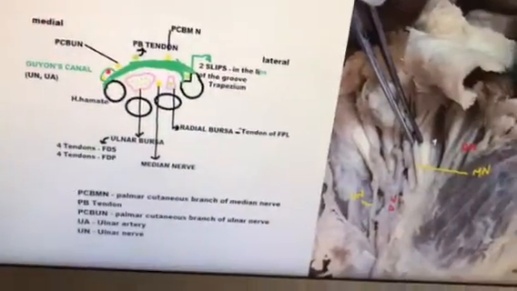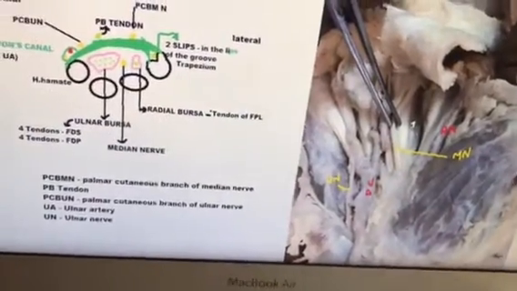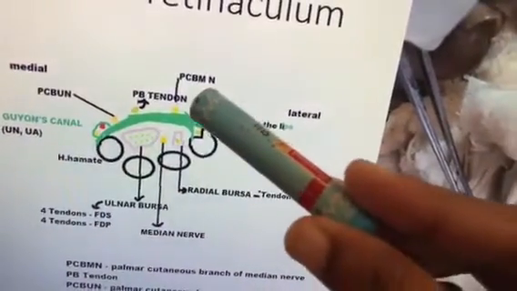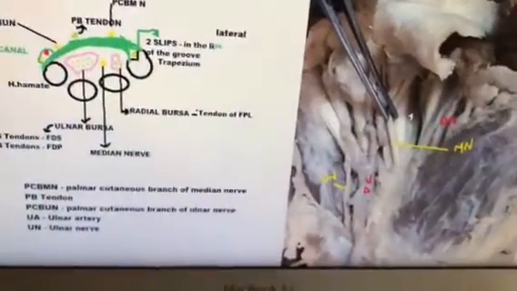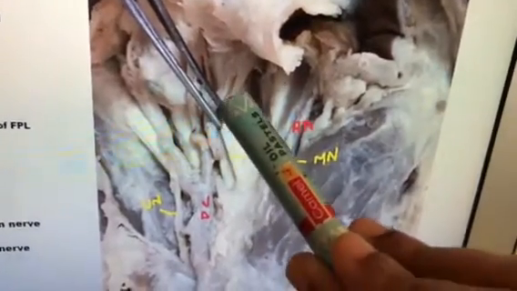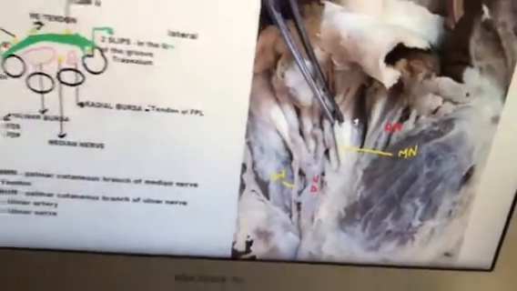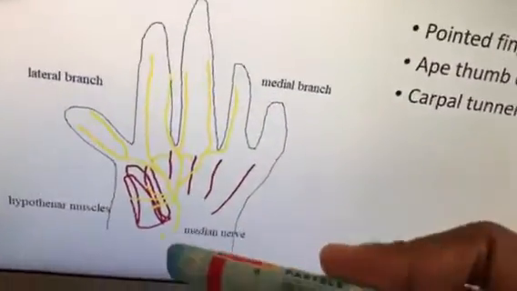Before entering into the carpal tunnel, it gives a branch which goes up the palm, called the palmar cutaneous branch of the median nerve. Before entering into the tunnel, it gives this branch. After entering into the tunnel, you can see the median nerve clearly here. So what are the branches after entering into the tunnel? You can see the branches here.